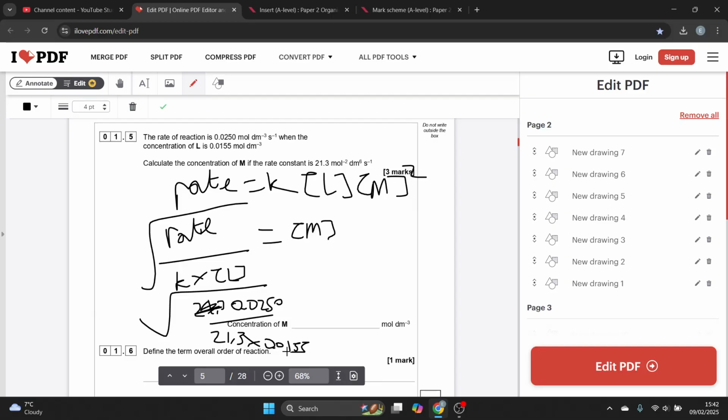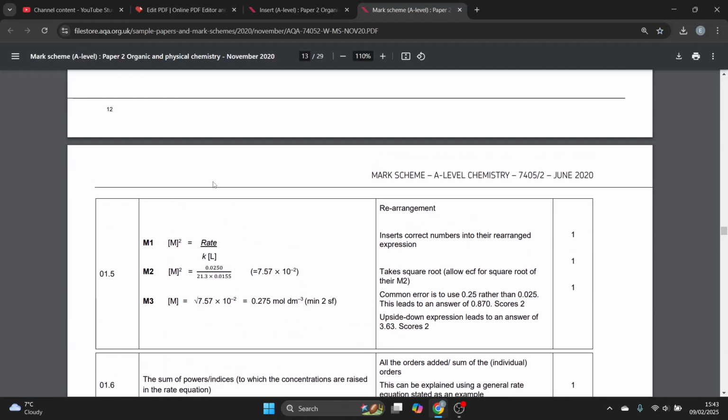So square root of 0.0250 divided by 0.0155 times 21.3, and I just pressed the cancel button. That's great. So 0.0250 divided by 0.0155 times 21.3, 0.275. 0.275, perfect.